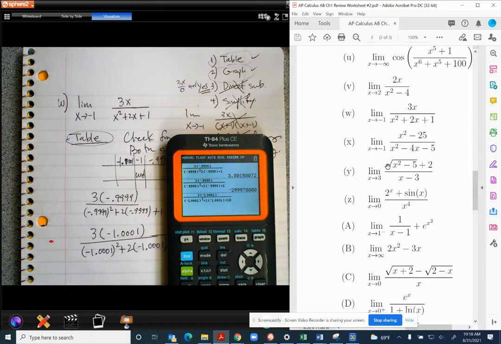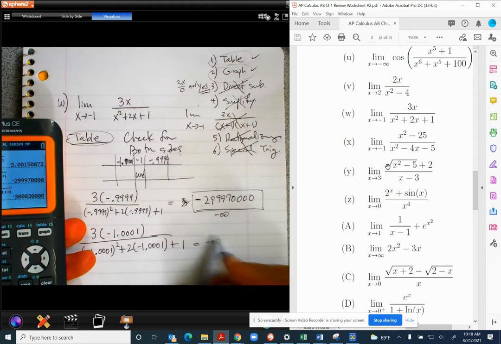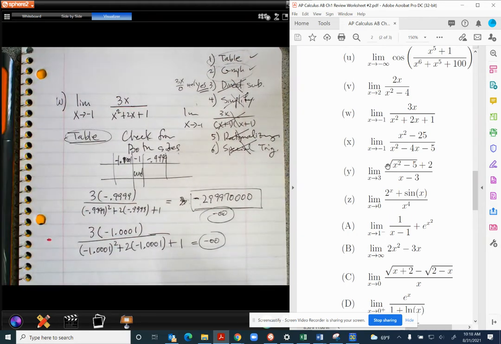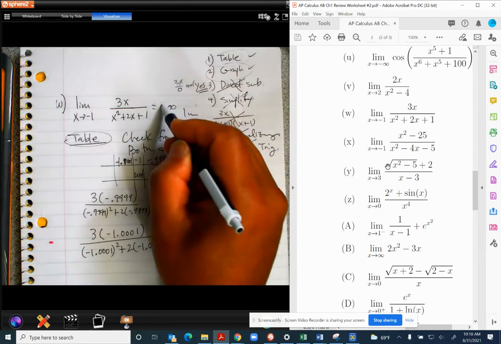Alright, check to see if this is all correct, and then enter. Alright, so what is that number? Negative infinity. So what does that tell you? Both are reaching negative infinity and negative infinity. Okay? So the answer to this one is negative infinity.